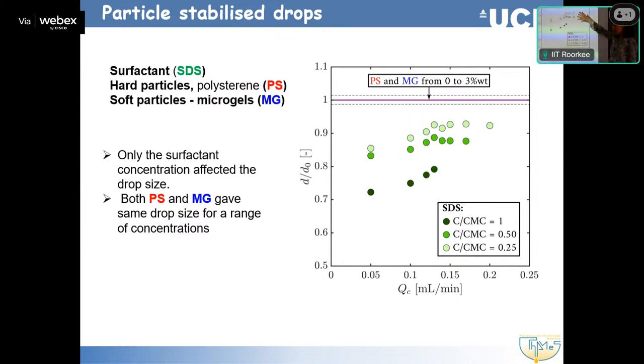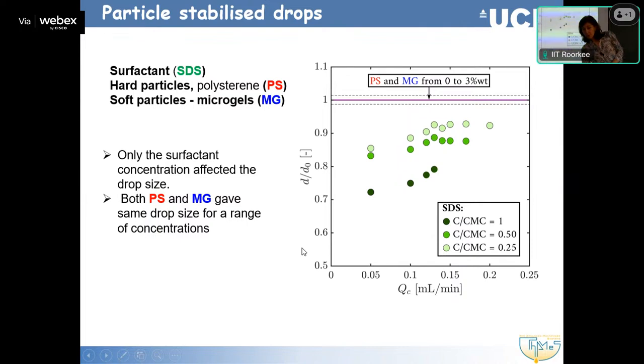What we got with the particles is that we actually had one drop size, at least within this range of concentrations we studied. By changing the concentration, our drop size didn't change. It was one. It did not change.